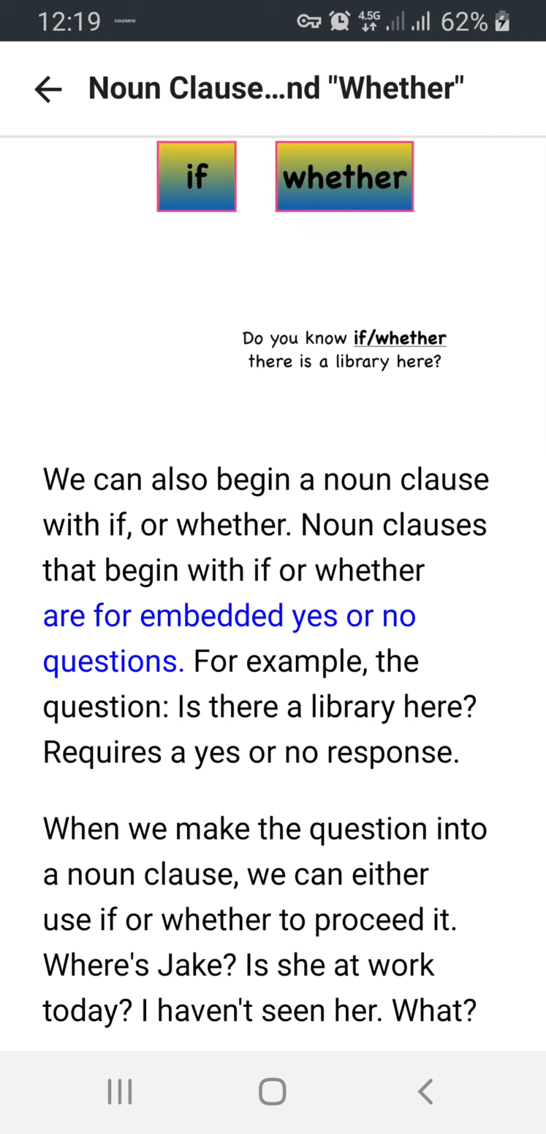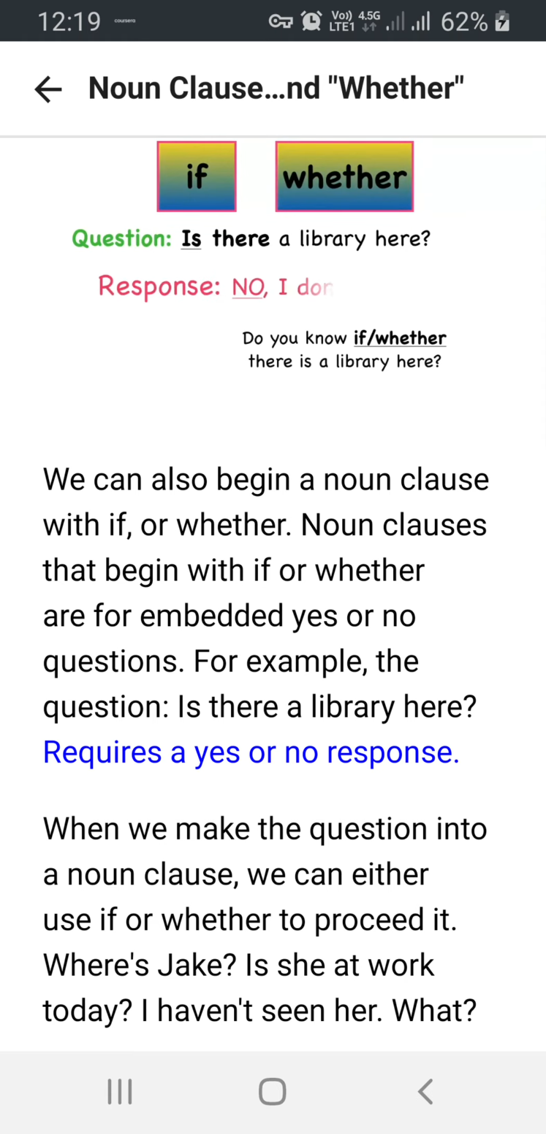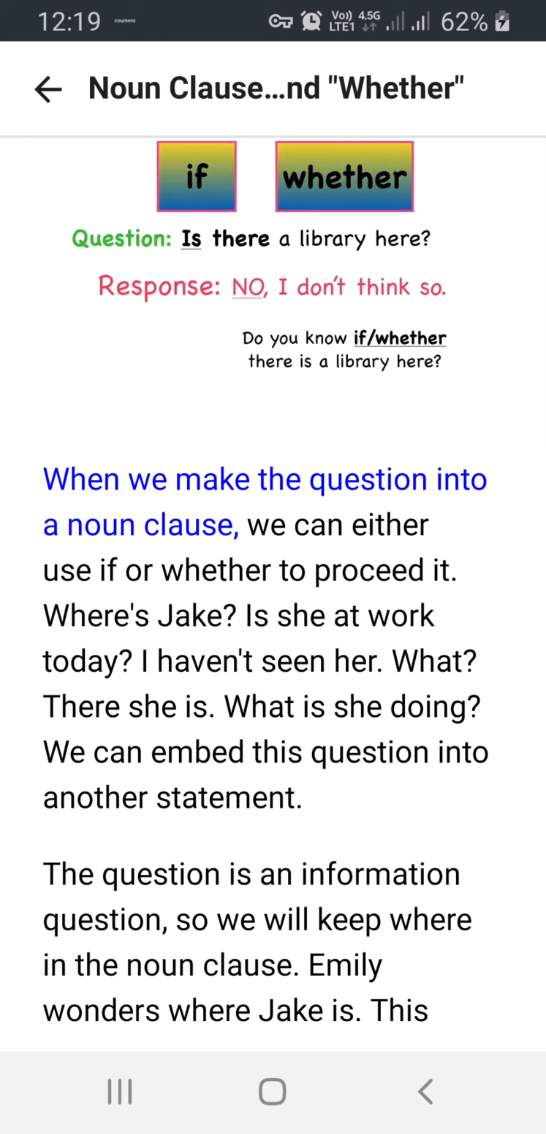yes or no questions. For example, the question, "Is there a library here?" requires a yes or no response. So, when we make the question into a noun clause, we can either use if or whether to precede it.